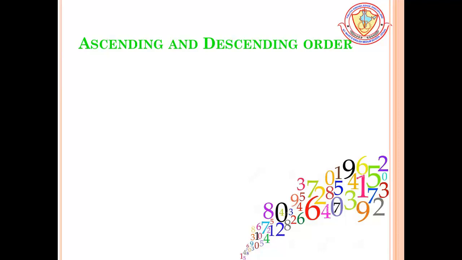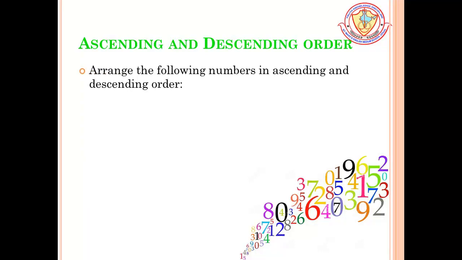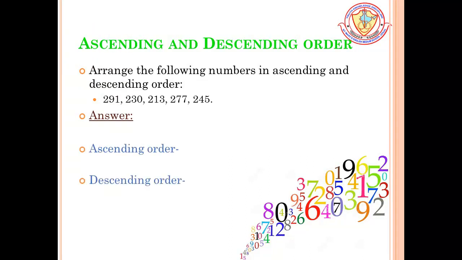Ascending and descending order. Here a set of numbers are given: 291, 230, 213, 277 and 245. You have to write the answer for ascending order and descending order. Here you have to apply the rules. You cannot apply rule number 1 because here all the numbers are having equal digits. So you have to use rule number 2, where you have to compare the leftmost digit of all the numbers.